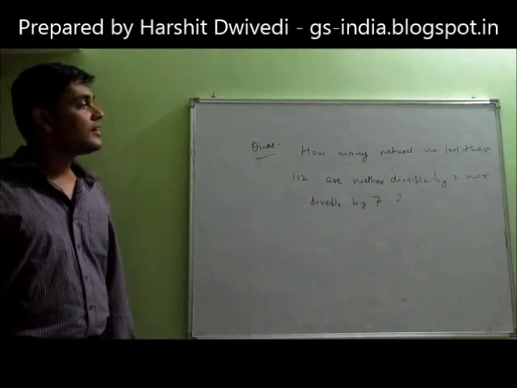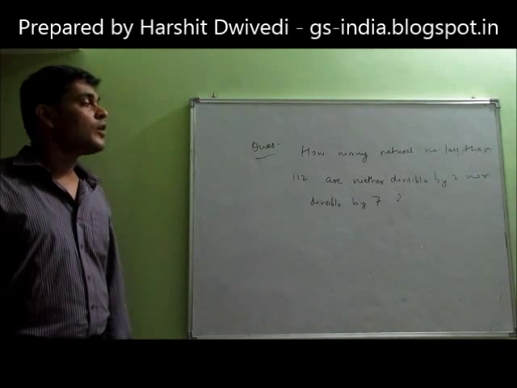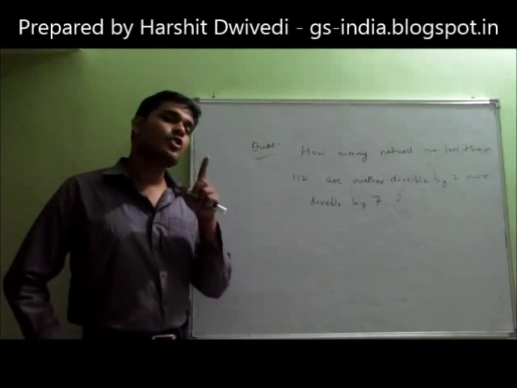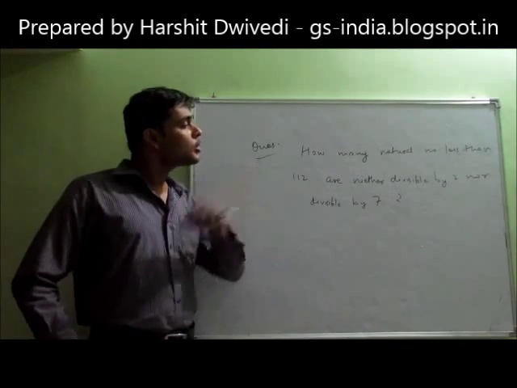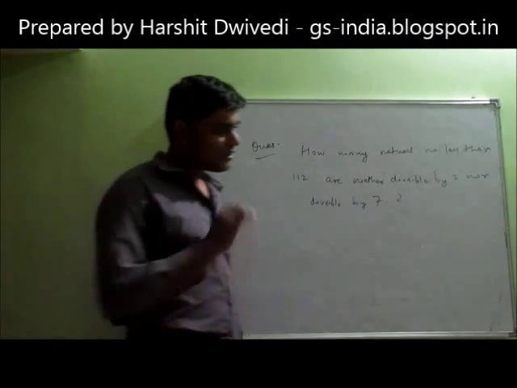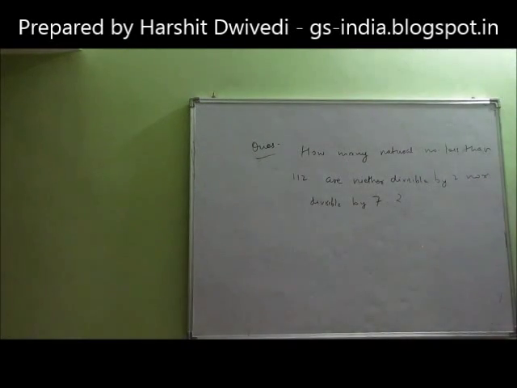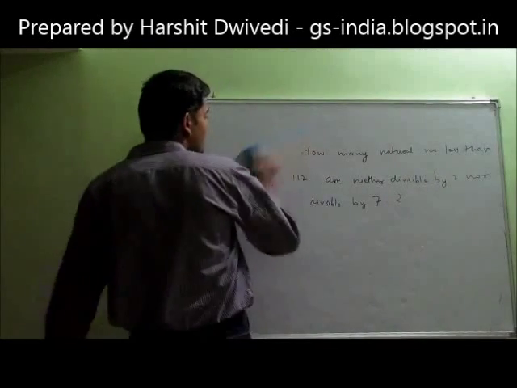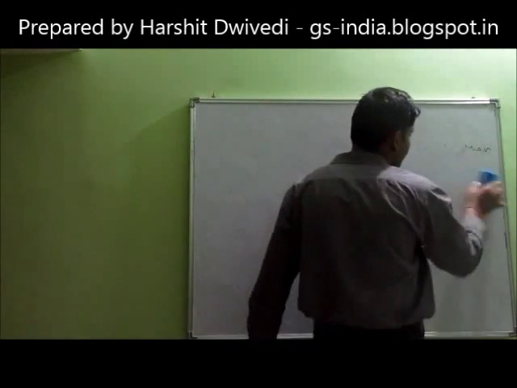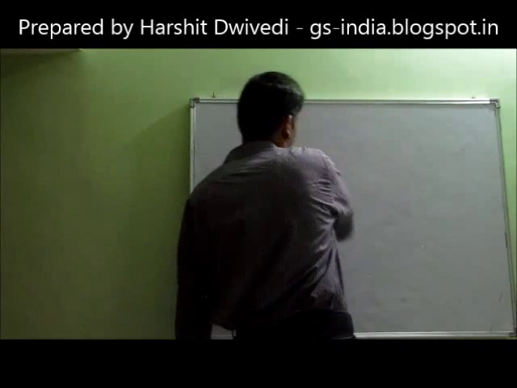I have to check the not divisibility of the numbers by 2 and 7 both simultaneously. That is, they should not be divisible by 2 and they should also not be divisible by 7. This is the question. Now please, you write down this question. Now first I am going to solve this question by the traditional method which we have been using.